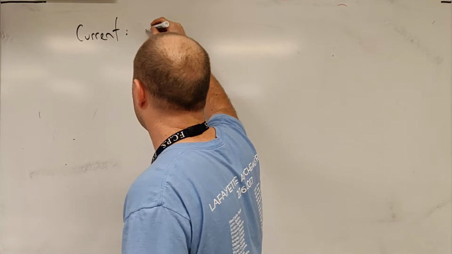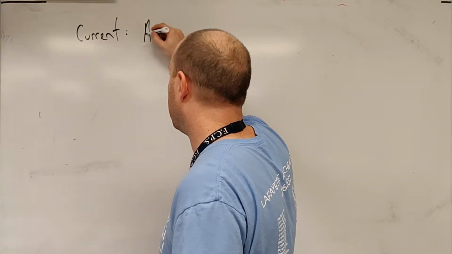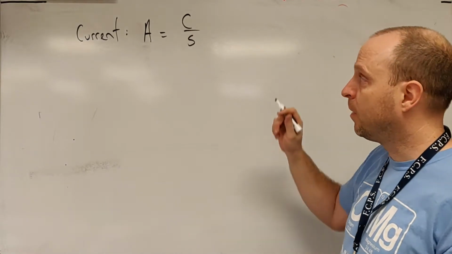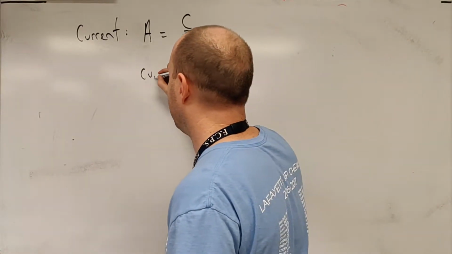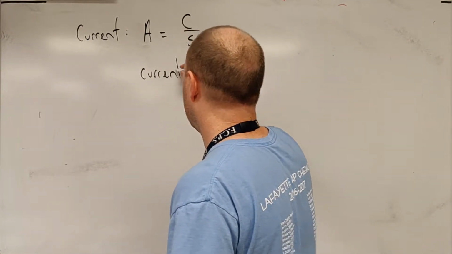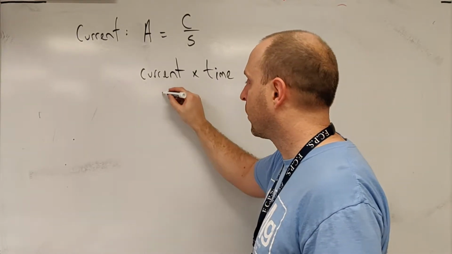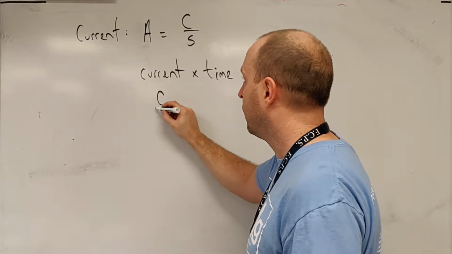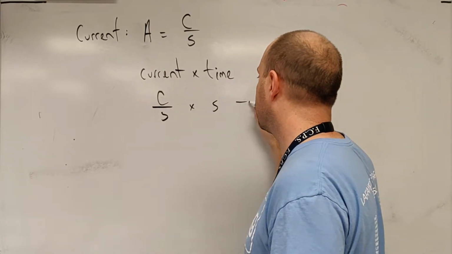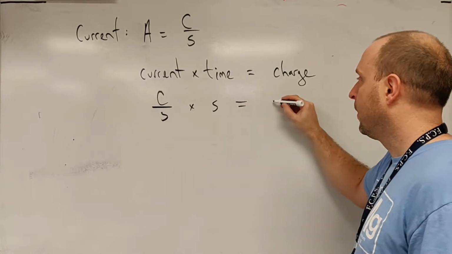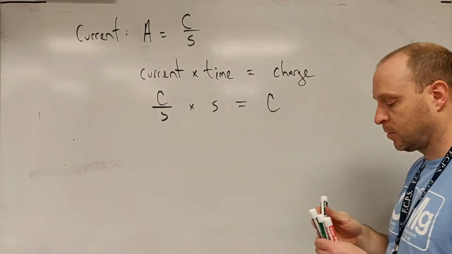Since it is amperes or coulombs per second, we can get right to our coulombs by multiplying by time. So current times our time, right? Our current's going to be in coulombs per second times seconds, and that's going to give us a charge. And that charge is going to be in coulombs.